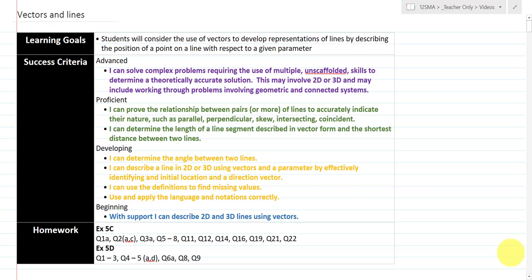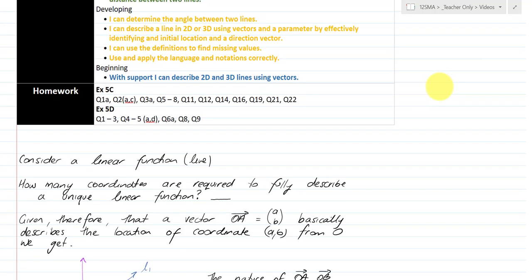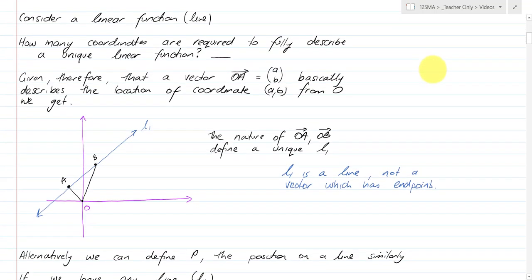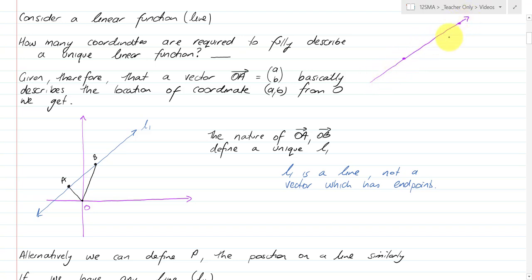So let's talk about vectors and lines. Let's start by considering a linear function. Just going back in time a little bit. How many coordinates are required to fully describe a unique linear function? I hope that you recall that as long as we have two coordinates, there's only one unique linear function that can pass through those two coordinates. And so the answer to that is 2.